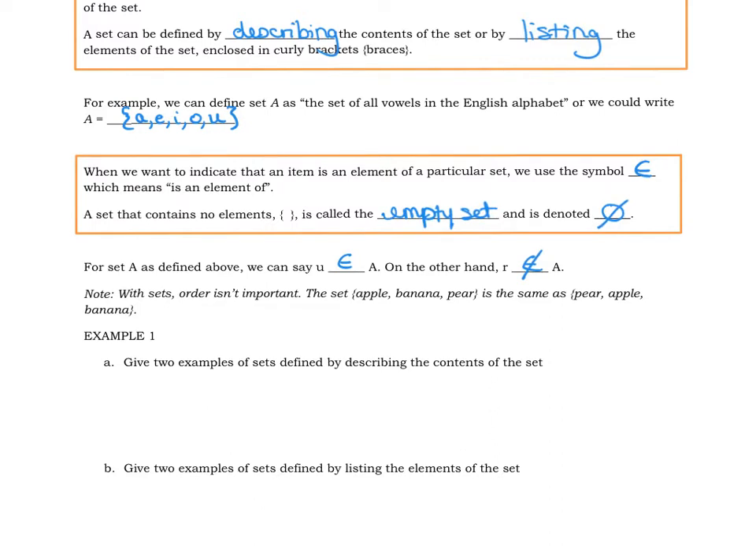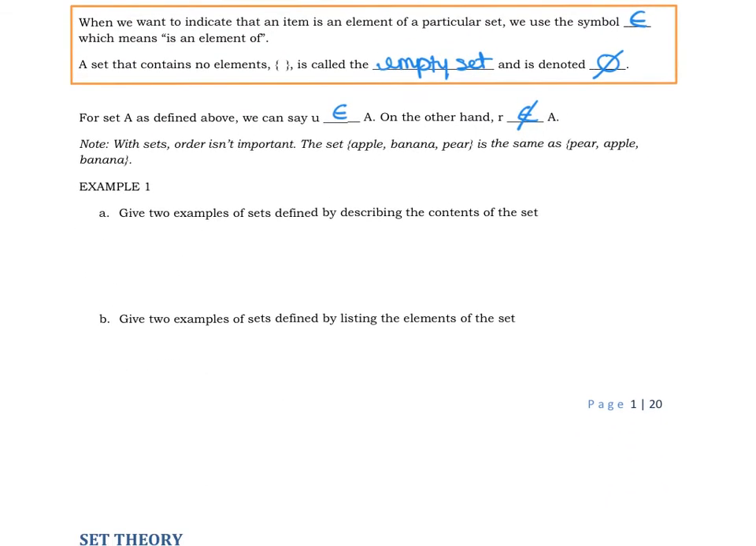All right, so going through a couple of examples, and there are lots and lots of possibilities here for these. Give two examples of sets defined by describing the contents of the set. So again, lots and lots and lots of different things you could do. One set could be, for example, the set of all cards in a deck. Another could be, for example, the set of all contacts in your phone.